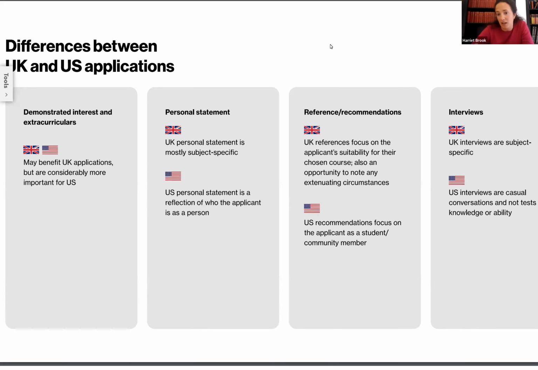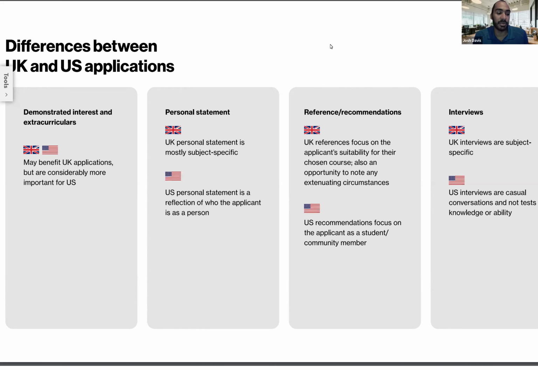And any degree really is going to benefit from you proving that you've done some sort of internship or work experience in your summer holidays. So yes, extracurriculars are always going to be important and should always be encouraged. But when it comes to the application itself, academics really do come first.